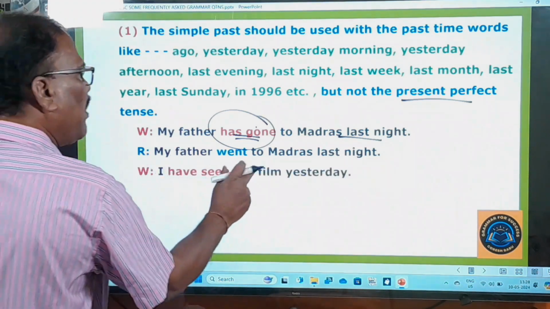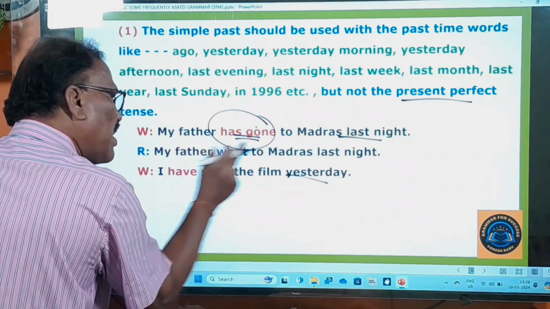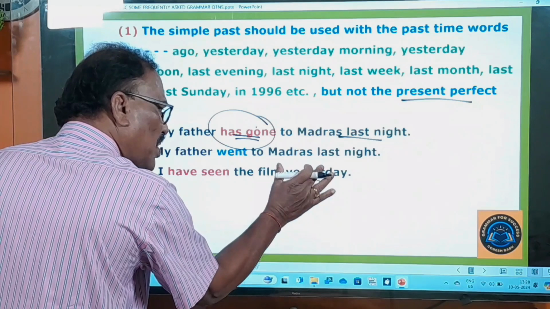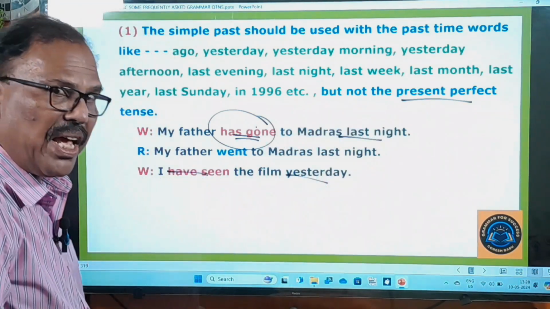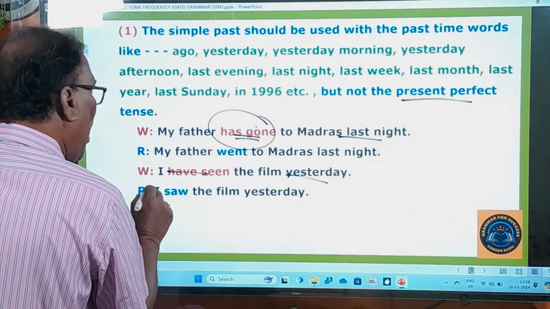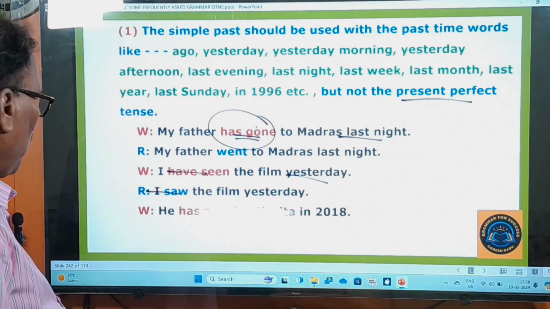One more example. I have seen the film yesterday. Seeing the film, this action took place yesterday. That means it happened in the past. So when that is the case, you should not use present perfect here. You must use simple past tense. You must say, I saw the film yesterday. And one more example is given here.